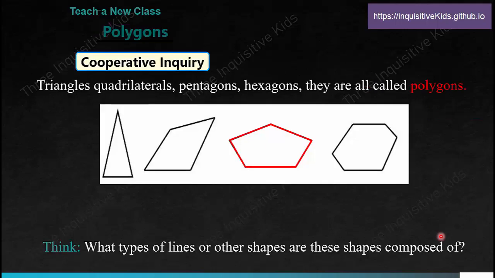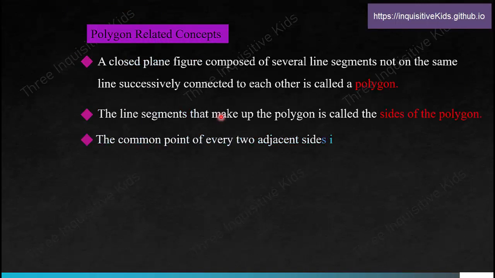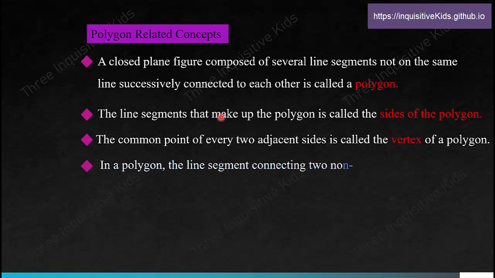For example, these red lines right here, this one segment right here, those are all called sides of the polygon they belong to. Another one is that the common point of every two adjacent sides is called the vertex of a polygon, and in a polygon, the line segment connecting two non-adjacent vertices is called the diagonal of the polygon.